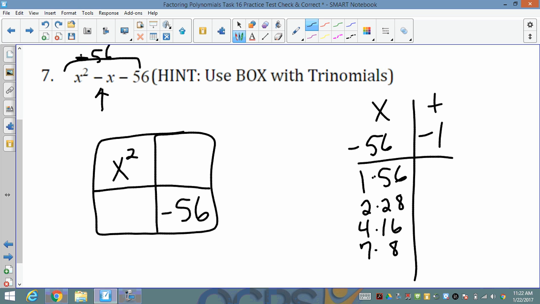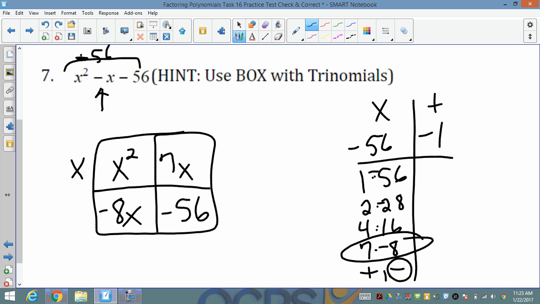Thinking about my signs, because I'm multiplying to a negative, my signs have to be different. Since I'm adding to a negative, my bigger one needs to be negative. And hopefully you can see right there, 7 and negative 8. So I'm going to do 7x and negative 8x, but don't forget your x. Pulling out the greatest common factor of each row, each column.